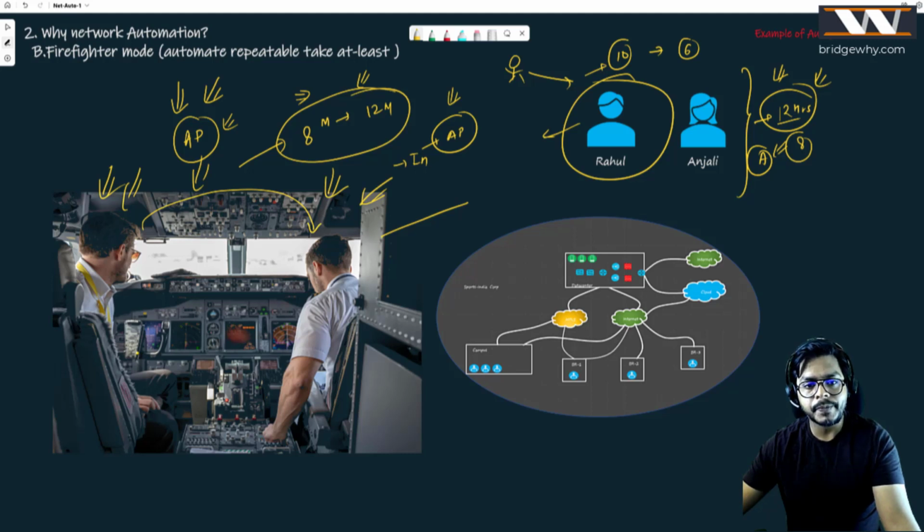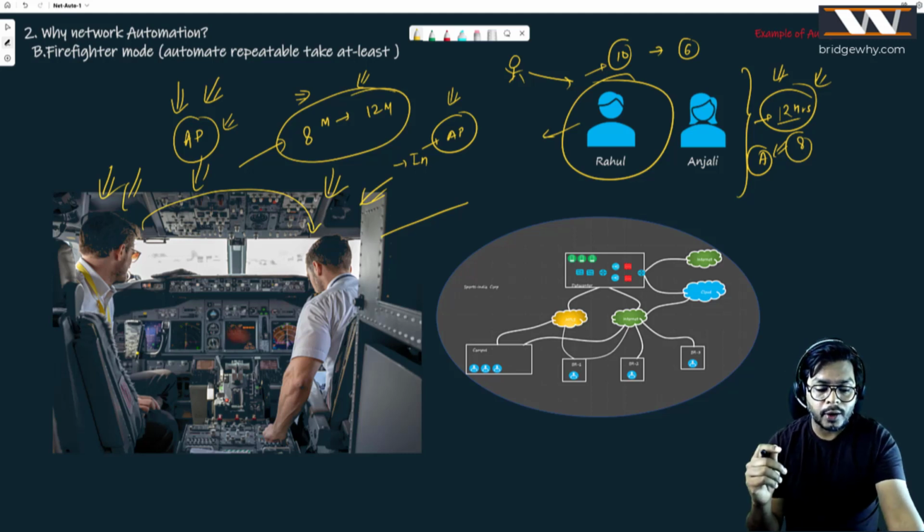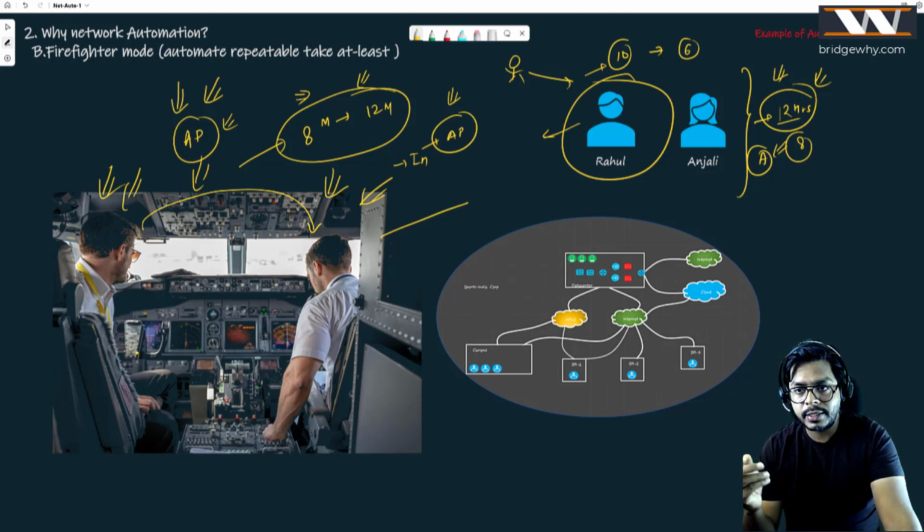So, do we always need to be in firefighting mode as a network engineer? If we learn automation, then I believe that we can save some time.